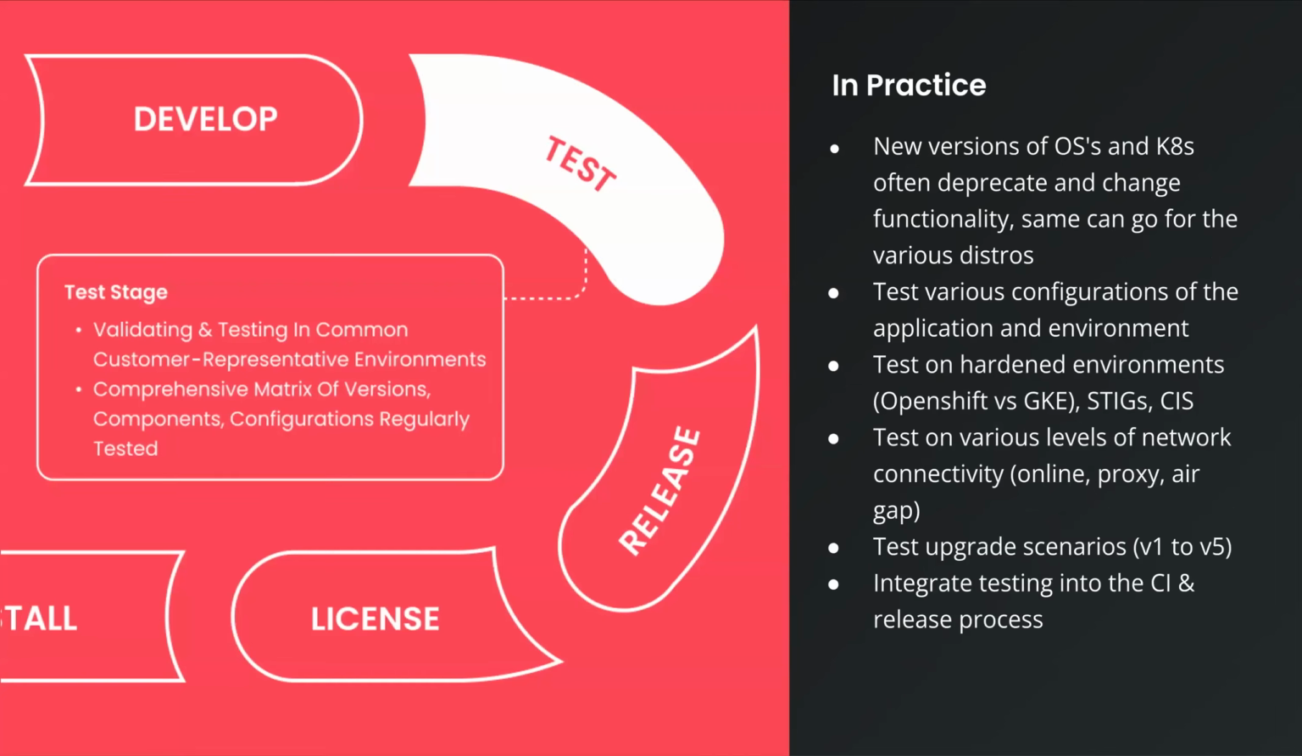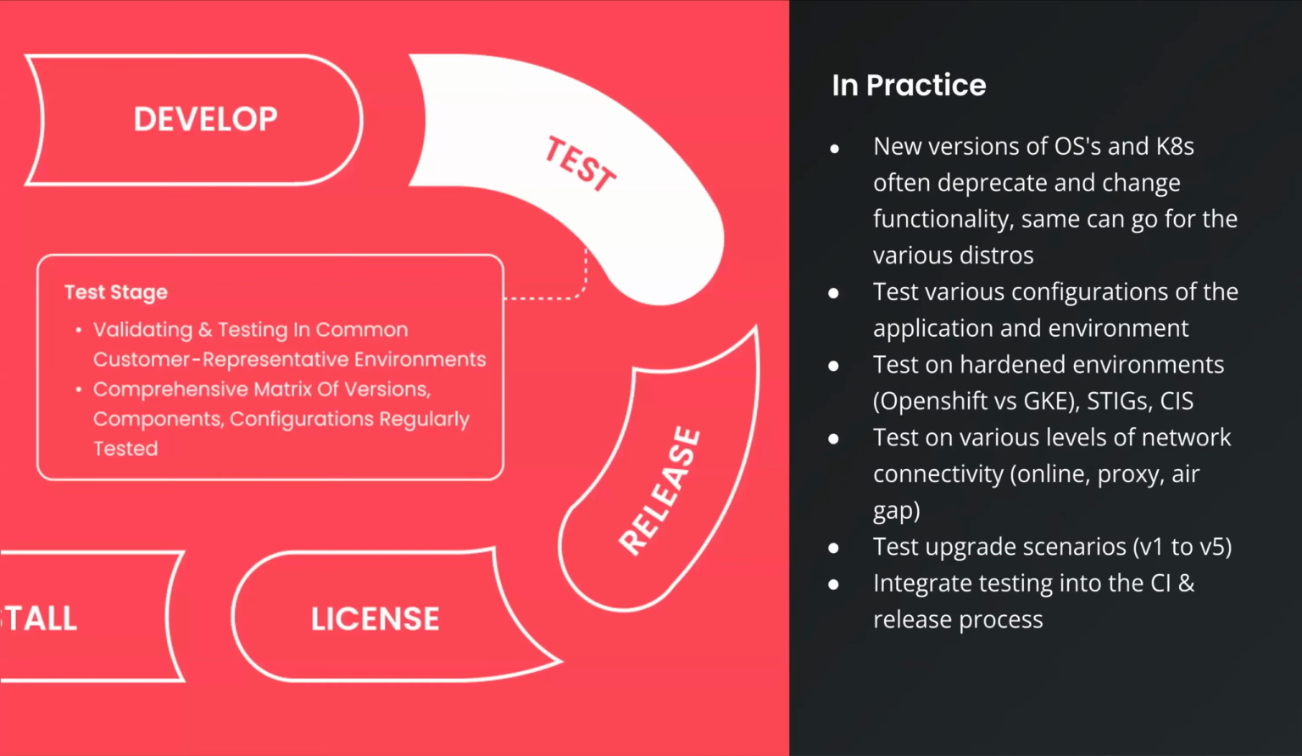So, in practice, what this means is new versions of operating systems or of Kubernetes will often have deprecated functionality, introduce new things, and the same can go for the different distros, right? So I think like EKS 1.31, Mark, what did they do? They changed a default storage class or something. Yeah, they made that so on a brand new install of 1.31, there is not actually a default storage class, so you have to specify the storage class.